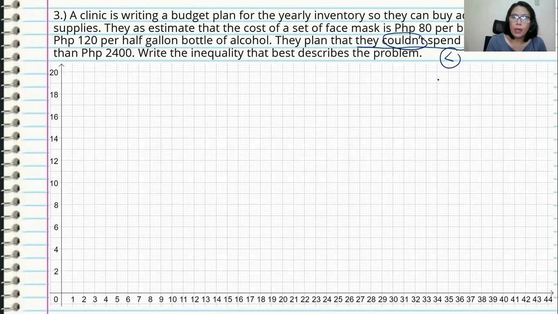So if we will let X be the number of face masks purchased per box, and then Y be the amount or the purchase of alcohol per half gallon. So this is per half gallon.